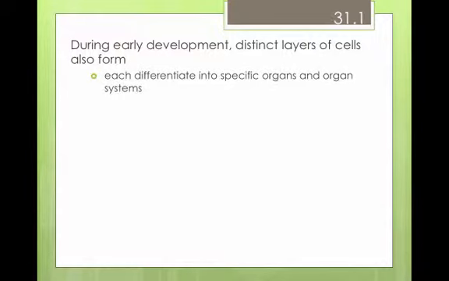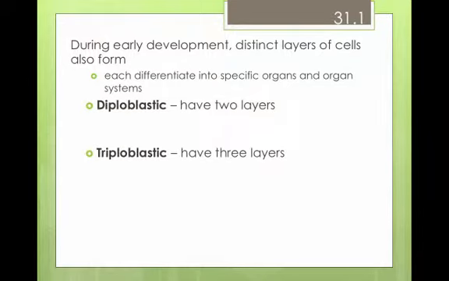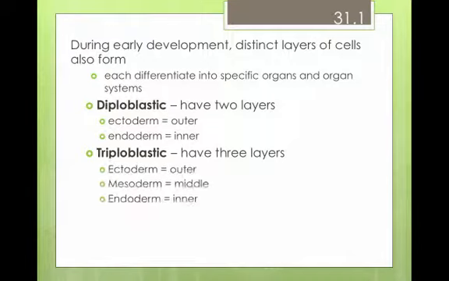Alright, so during early development, distinct layers of cells also form, and each differentiate into specific organs and organ systems. So you have diploblastics, which have 2 layers, and triploblastics, which have 3 layers. Now the diploblastics have the ectoderm and the endoderm, which are the outer layer and the inner layer. And the triploblastics have ectoderm, then the mesoderm, and then the endoderm. So it's outer, middle, and then the inner.